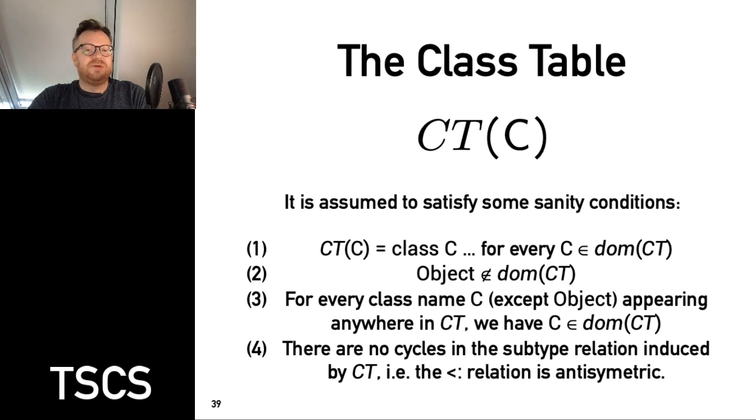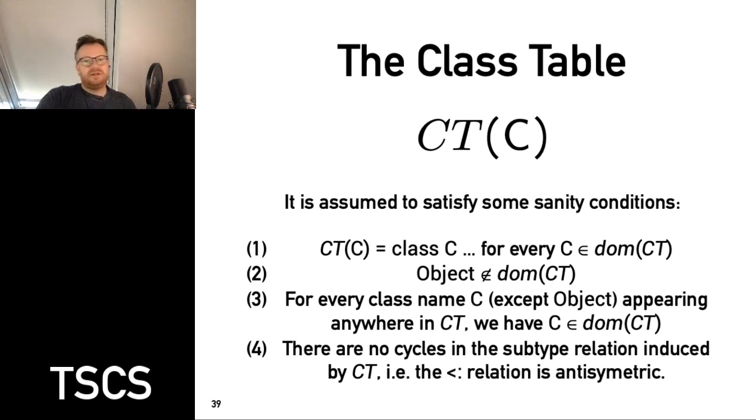This might seem a little bit redundant with rule number 1. However, the interesting thing is here, appearing anywhere in the class table, so that helps us that we have every class that is mentioned either as a superclass or as a return type or as a parameter type. We have a class definition, so the class table is complete. We do not have any open class definitions that we don't know about.